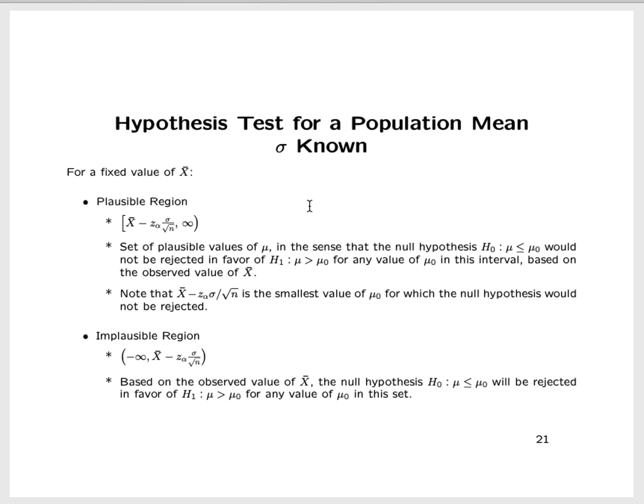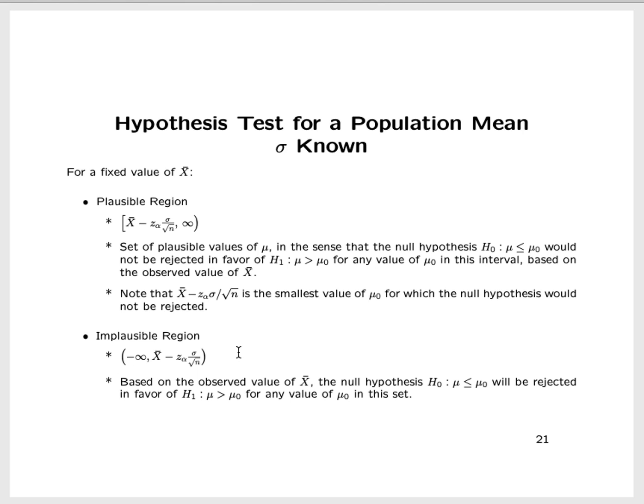So, for example, the plausible region for this particular hypothesis test, for a fixed value of the sample mean, would be the set of plausible values of mu in the sense that the null hypothesis, which again in this case is that mu is less than or equal to mu sub 0, would not be rejected in favor of the alternative for any value of mu sub 0 in that interval based on the observed value of X bar.